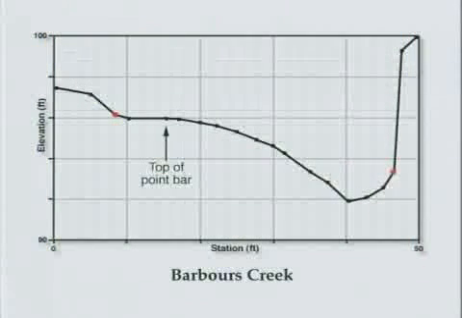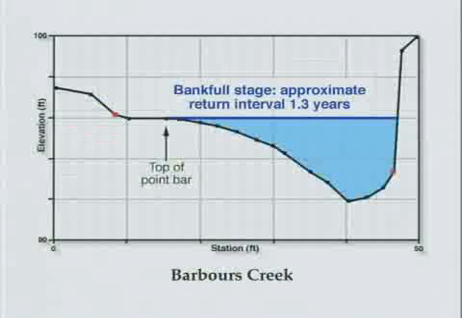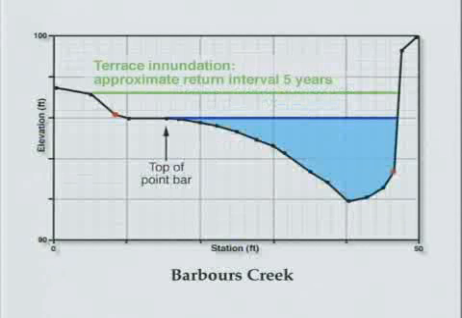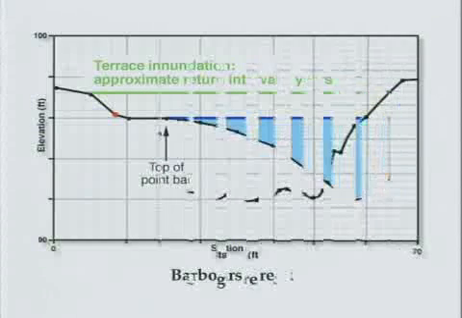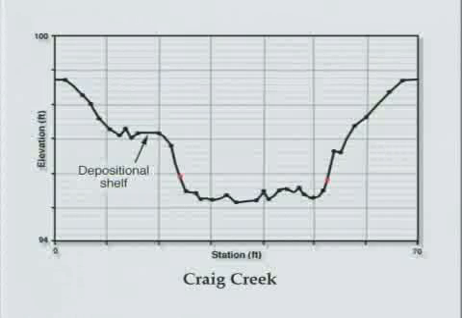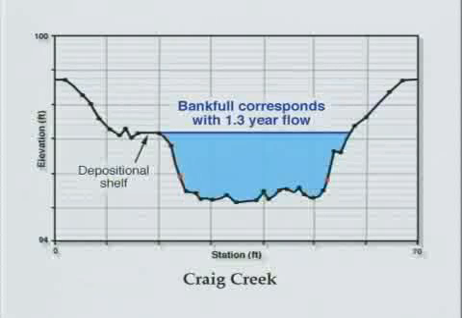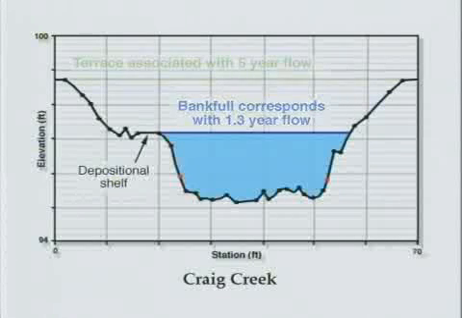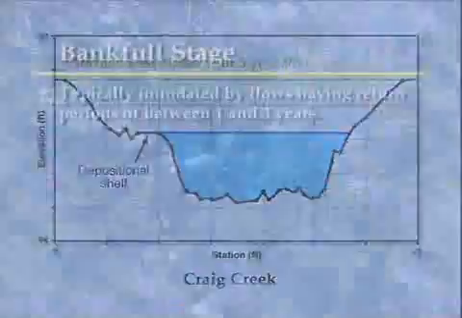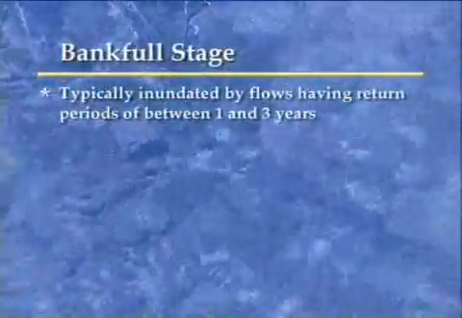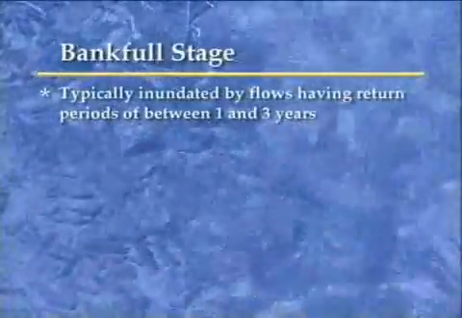As we saw, a channel cross-section plot from Barber's Creek indicated that the field-identified Bankfull stage at the top of a point bar correlates with a 1.3-year return interval, and the low terrace is at the approximate elevation of the 5-year flood. Another cross-section from nearby Craig Creek illustrates similar relationships for a cross-section on a straight channel reach with a flat depositional floodplain surface. Again, the depositional floodplain surface and Bankfull stage correspond with a 1.3-year flow, and the terrace is associated with the 5-year flow.